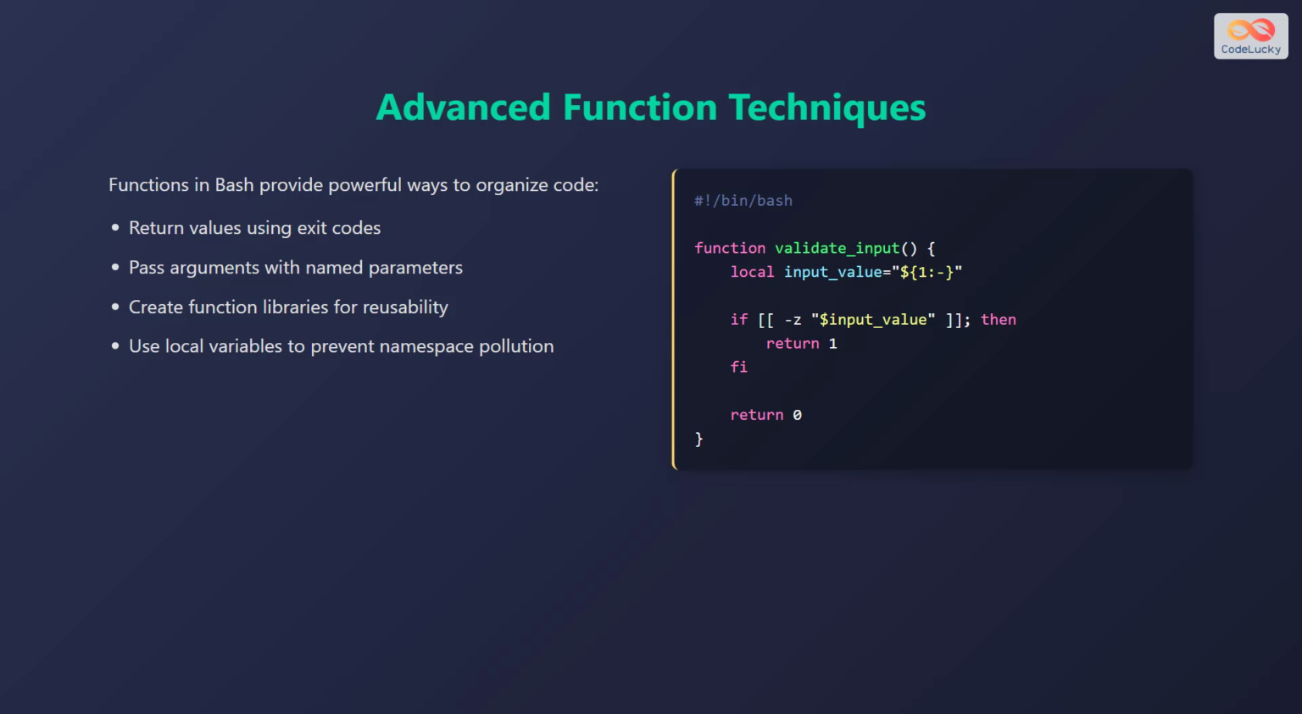Look at this example. We define a function called validateInput. Inside the function, a local variable input value is assigned the value of the first argument passed to the function. This ensures that the variable's scope is limited to the function, avoiding conflicts with variables outside the function. The code checks if the input value is empty. If it is, the function returns 1, indicating failure. Otherwise, it returns 0, indicating success.